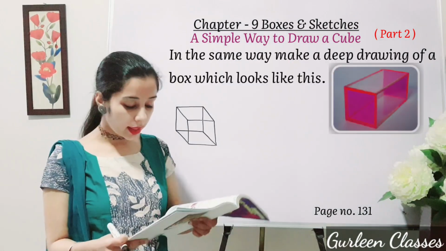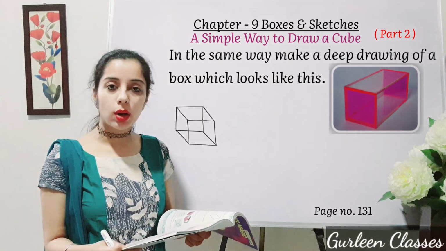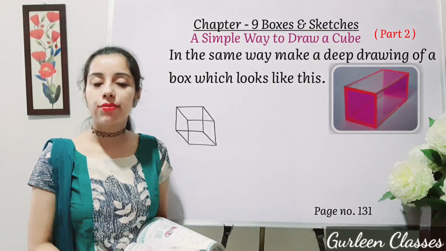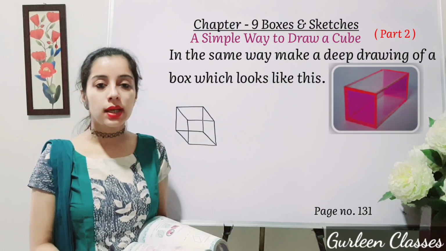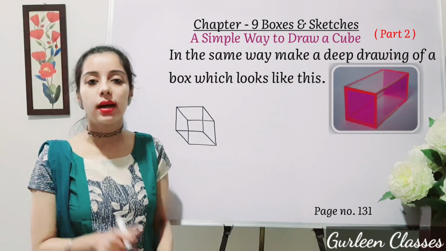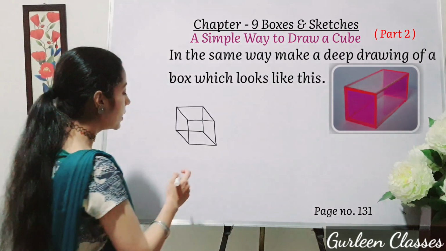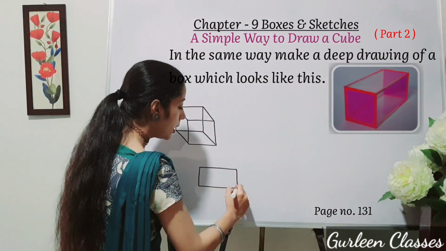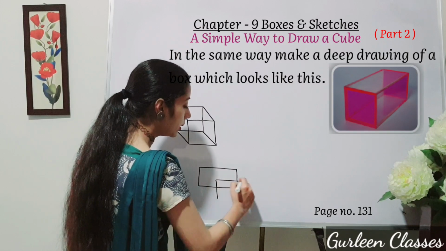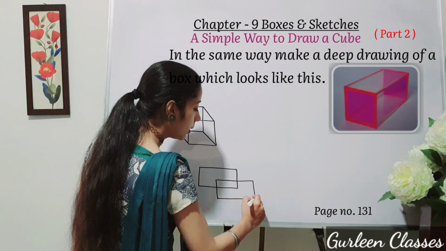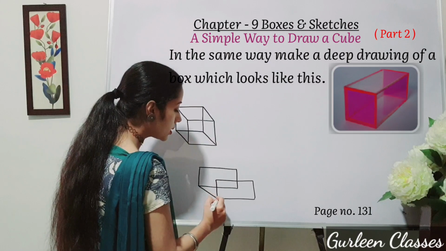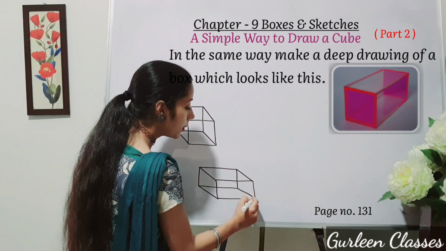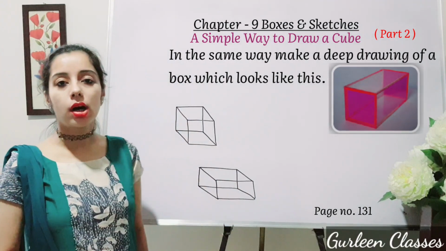Next question, in the same way make a deep drawing of a box which looks like this. So now we have to draw a deep drawing of this box. So this box is looking like a cuboid. So now let us draw one rectangle. Now draw another rectangle. Now join the corners. So here we have joined the corners. So this is a deep drawing of a cuboid.